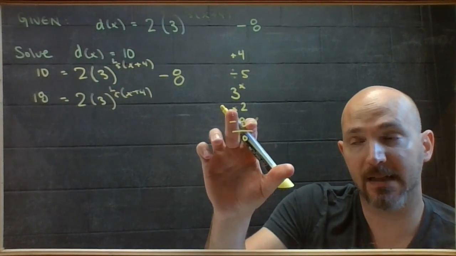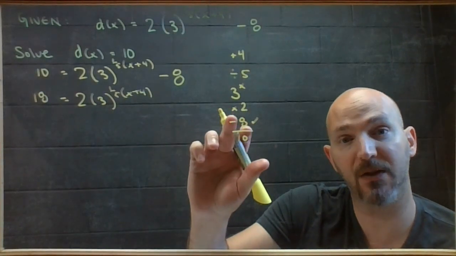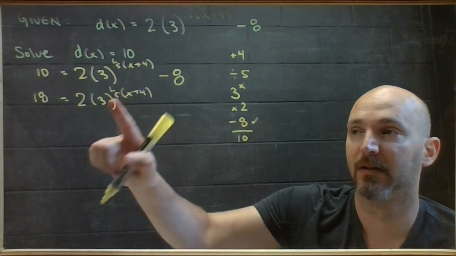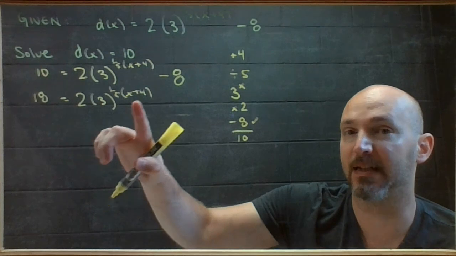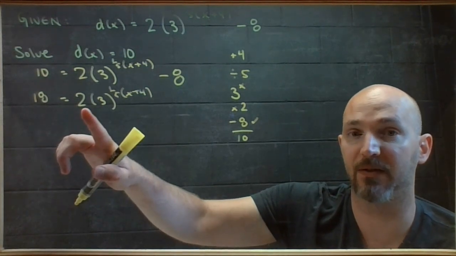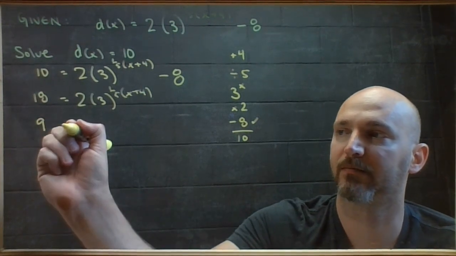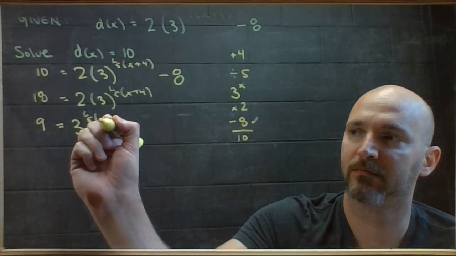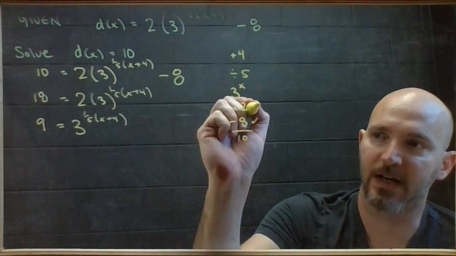So I look at the next thing here. I had a multiplication by 2, so I have to undo a multiplication by 2, and you do that by dividing by 2. So when I double it, I have 18. If I didn't double it, I'd only have 9, because 18 divided by 2 is 9. All right, check.